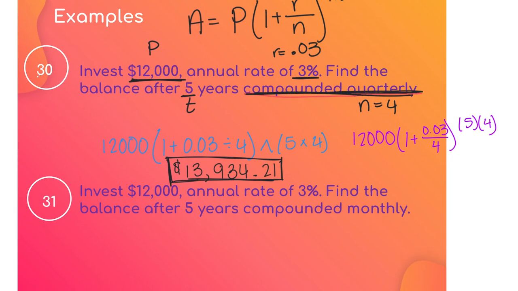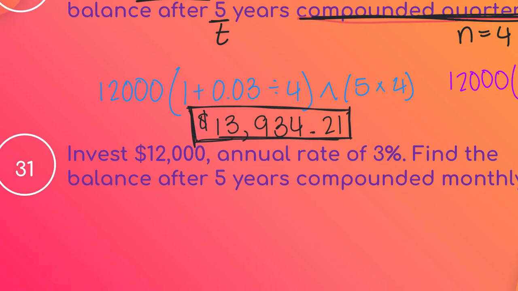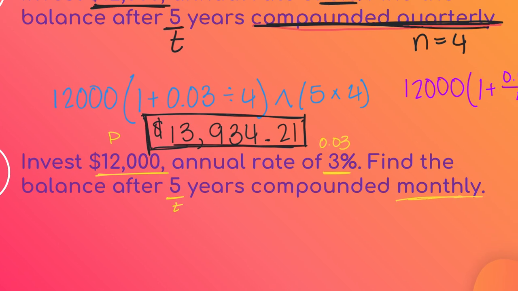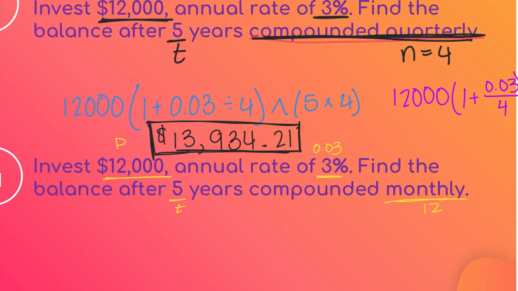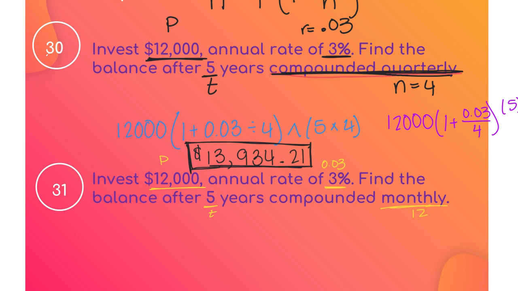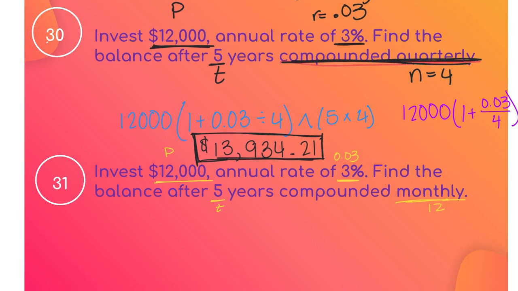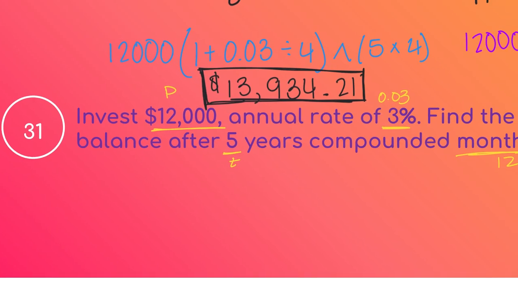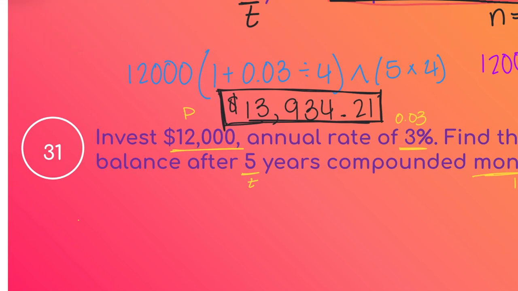And let's go ahead and do the next example, kind of labeling what we have. This is my principal. This is my rate. This is my time. And they're telling me it's monthly. There's 12 months in a year. So let's go ahead and see, is it better to compound quarterly or monthly? Go ahead and plug it into your calculator. I'm going to write the formula down.